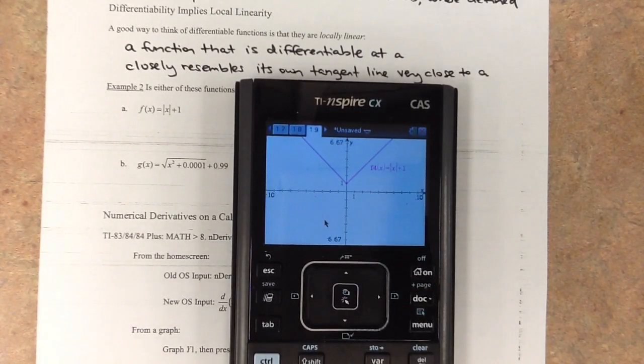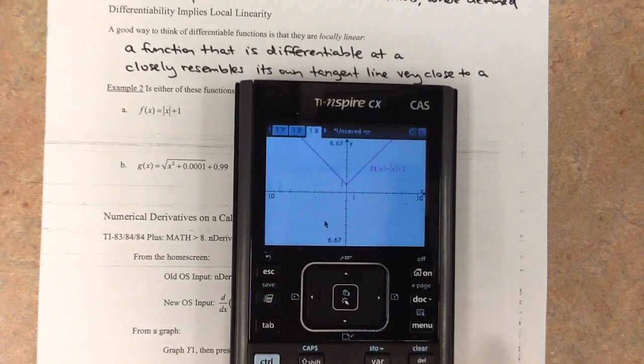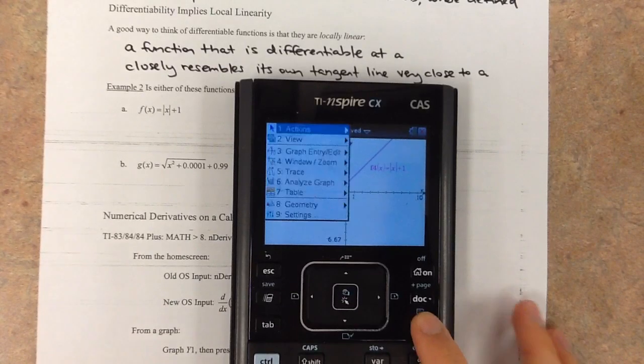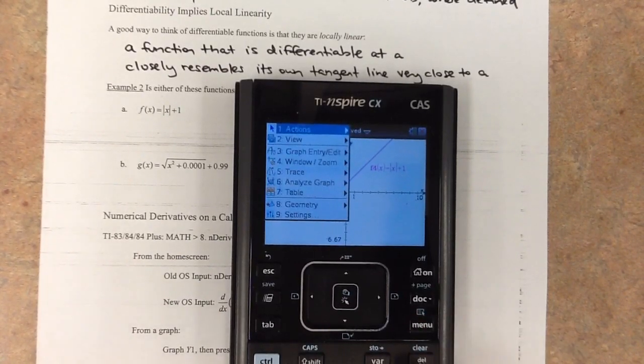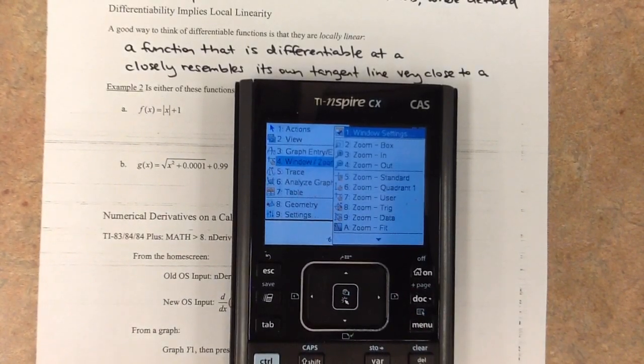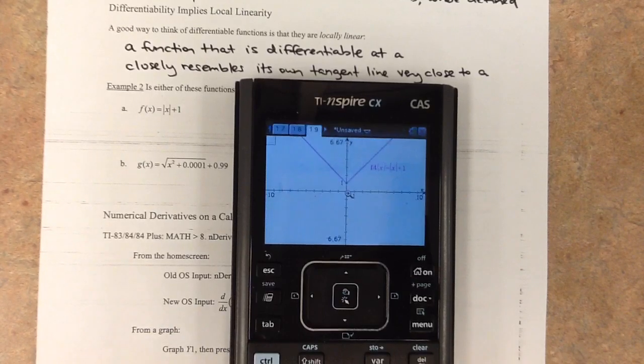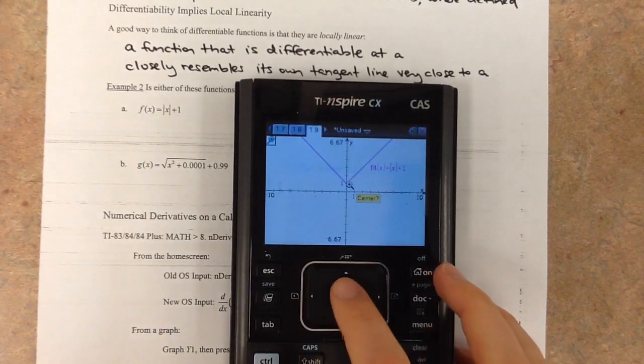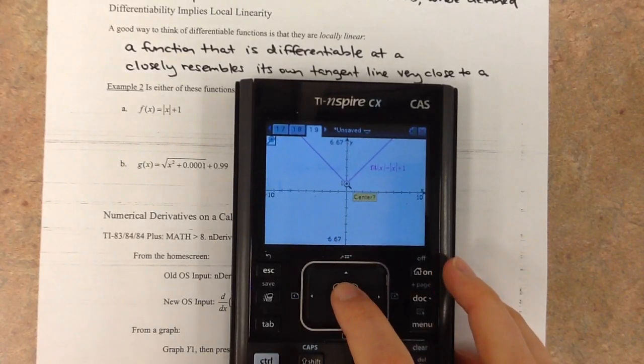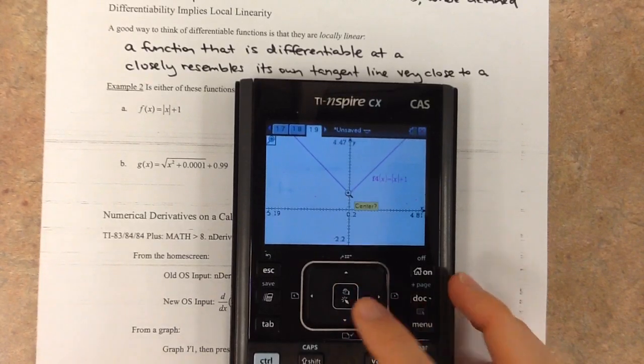So we should know, just going into this, this falls under the category of corner that we saw on the front page, and so we should know that it's not differentiable, but I want to show you exactly what happens as we zoom in on the point x equals 0. So again, hit menu, and then there is a window zoom option, and you can zoom in by hitting number 3. So it's got this little magnifying glass, so you want to zoom in right around that point.